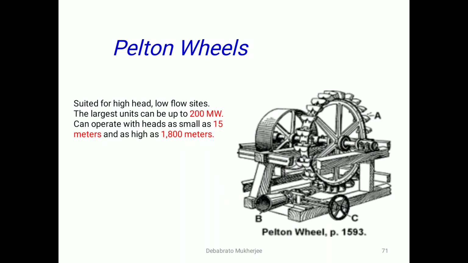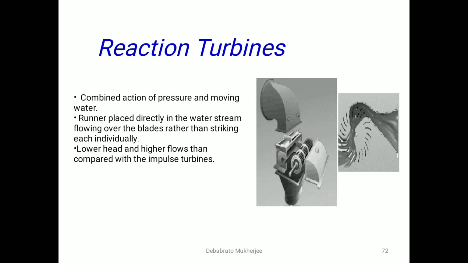Pelton turbines, Pelton wheels, as shown in the figure. It was first used in 1593. It is suited for high head, low flow sites. The largest unit can be 200 megawatt. It can operate with heads as small as 15 meters and as high as 1800 meters.